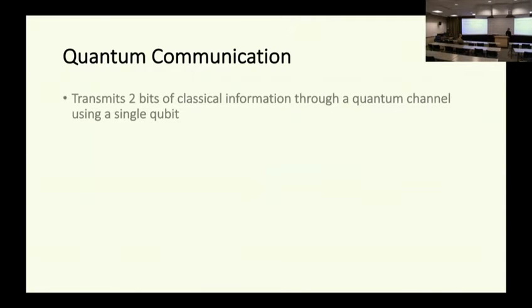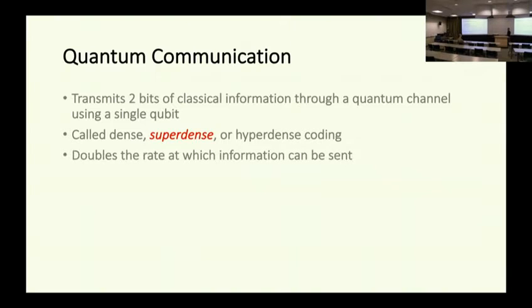Quantum communication actually is a way to transmit 2 bits of classical information using a quantum channel using a single qubit. So this is a way to transmit more information than you can with classical. You can, for example, do twice as much. And if you have a qudit or something, you might be able to do a lot more than that. It's called superdense coding. Again, it's made possible by entanglement.